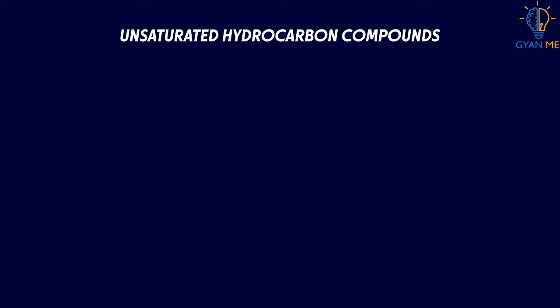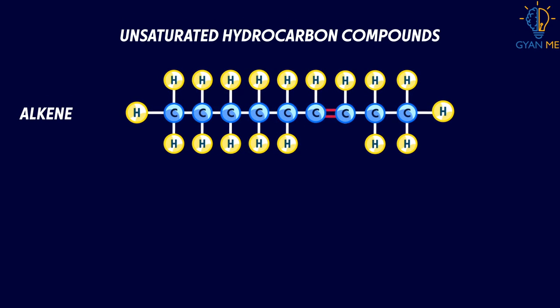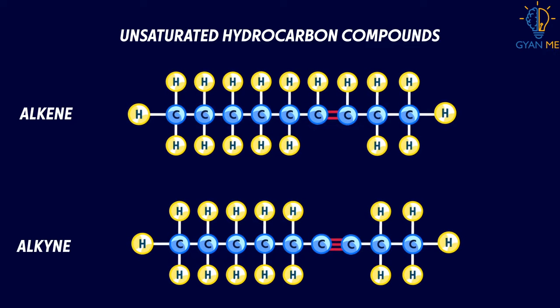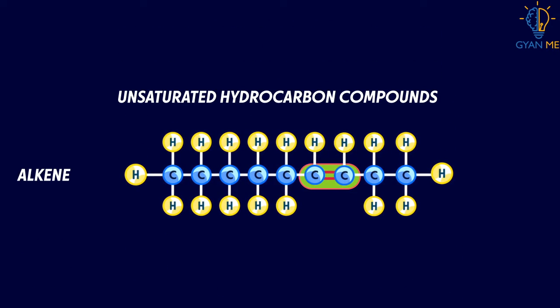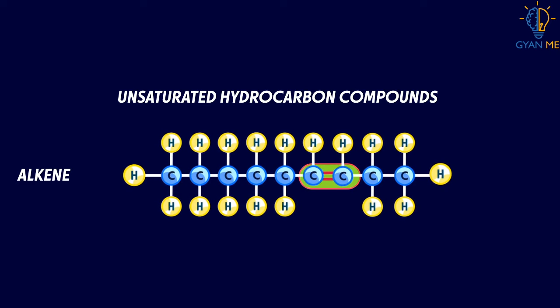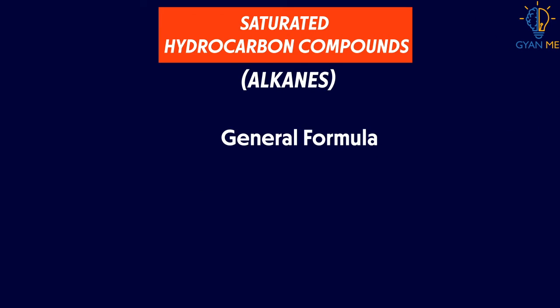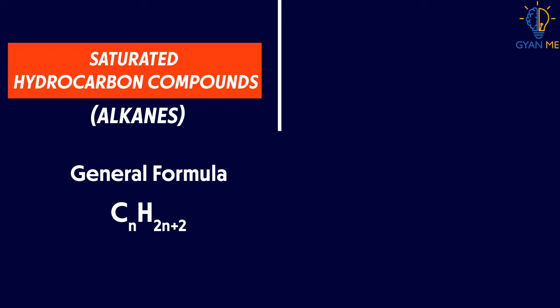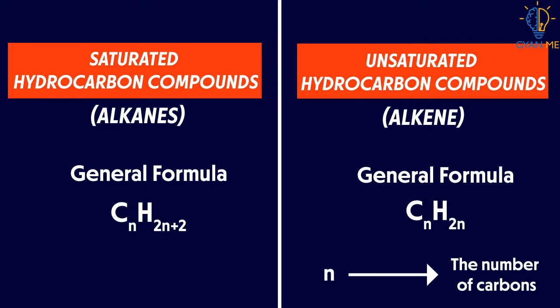Now let us learn about unsaturated hydrocarbon compounds. The first family is the alkene compounds, while the second is the alkyne compounds. Compounds of the alkene family have at least one double bond between the carbon atoms of the chain. Like the alkane group, the alkene group also has a general formula to represent them. It is CnH2n, where n represents the number of carbon.